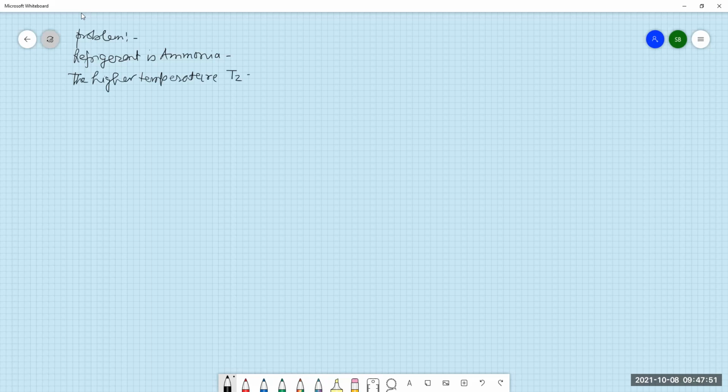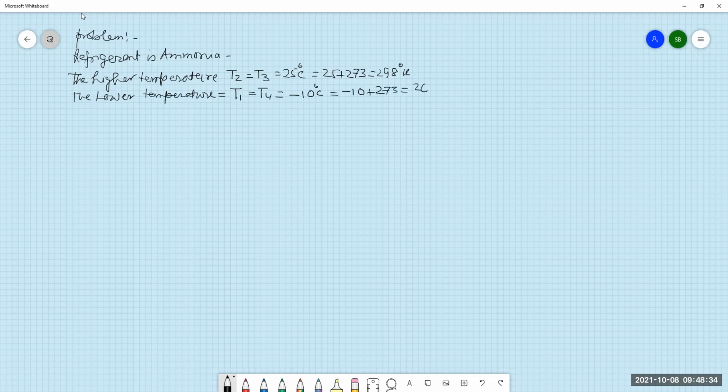That is T2 equal to T3 in our chart, which is given as 25 degrees centigrade. So it is equal to 25 plus 273, or 298 degrees Kelvin. And the lower temperature of the system is T1 equal to T4, given as minus 10 degrees centigrade, which is minus 10 plus 273, equal to 263 degrees Kelvin. Both T1 and T2 are considered in Kelvin.